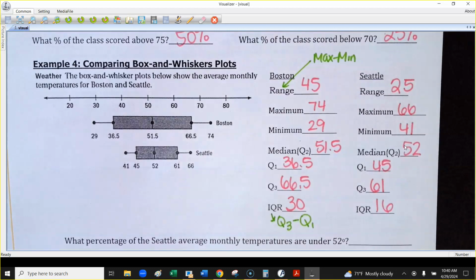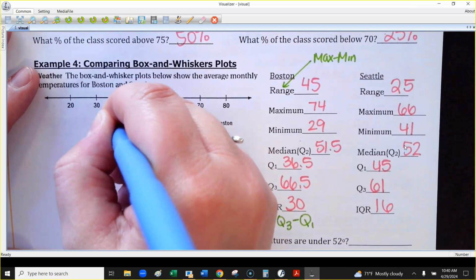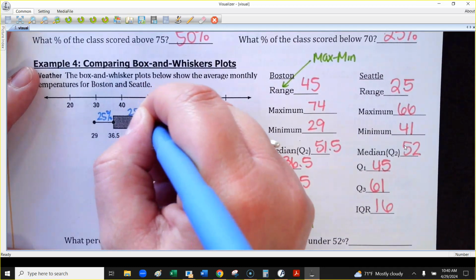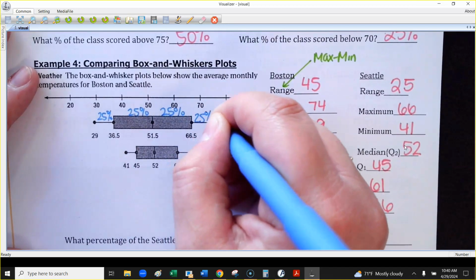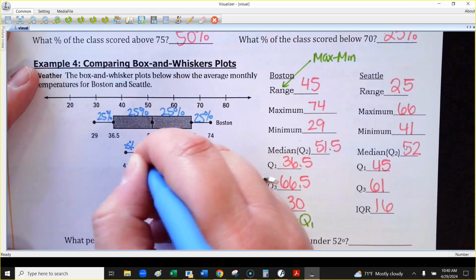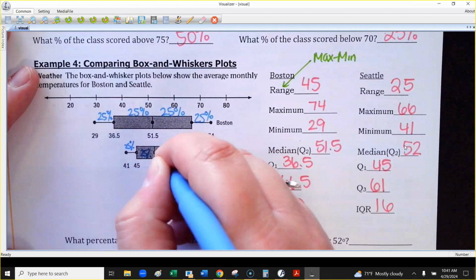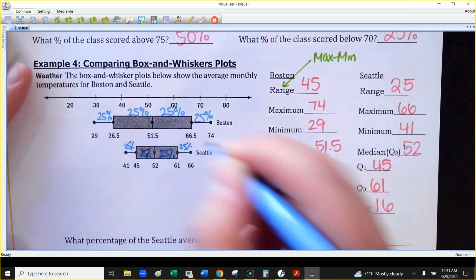All right, so you don't have to put this on your table, but I'm just going to remind you, each little piece represents 25% of the data. And then the Seattle one's going to be really close together. But each quartile represents 25%. That's why it's called a quartile, like 4 quarters in a dollar kind of a thing.